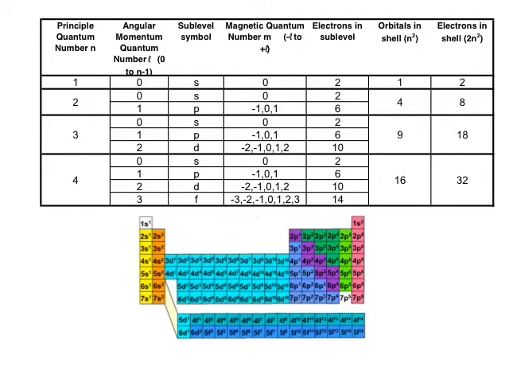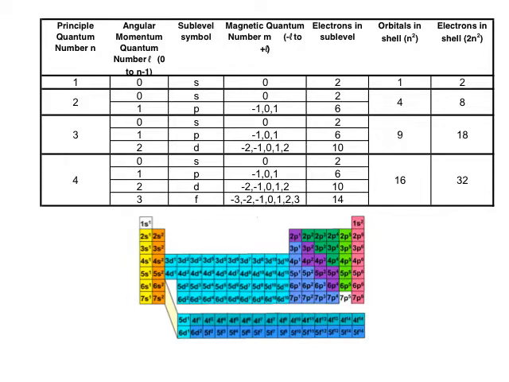So one orbital, 2 electrons in it, and that's the total for that. And this explains why the first row on the periodic table only contains 2 elements, because it only has enough space to put 2 electrons.